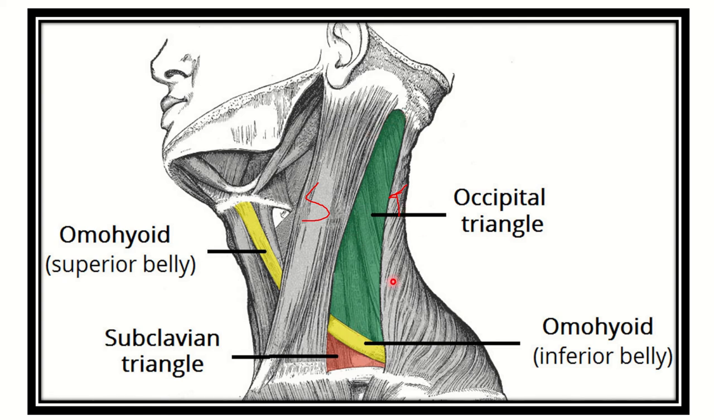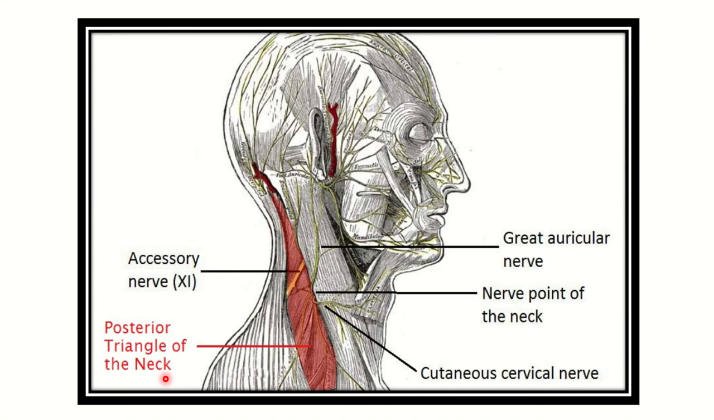This posterior triangle of the neck is also divided into an upper larger part, which is the occipital triangle, and a lower smaller part, which is the subclavian triangle. This division is made by the inferior belly of the omohyoid muscle. This is the omohyoid muscle. So the omohyoid muscle divides the posterior triangle into the upper occipital triangle and the lower subclavian triangle.